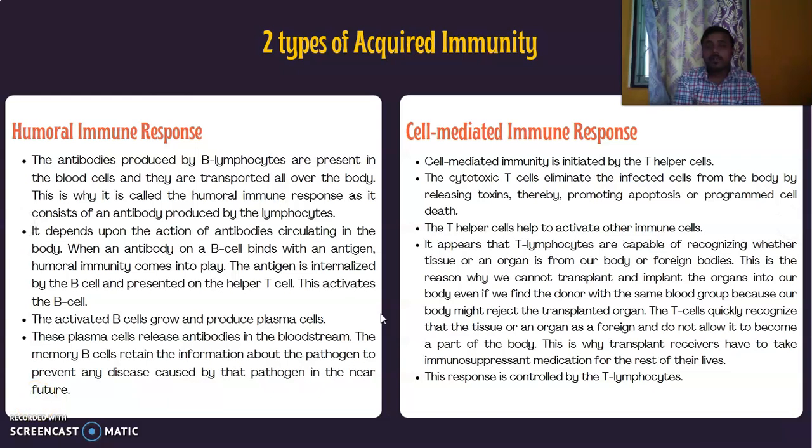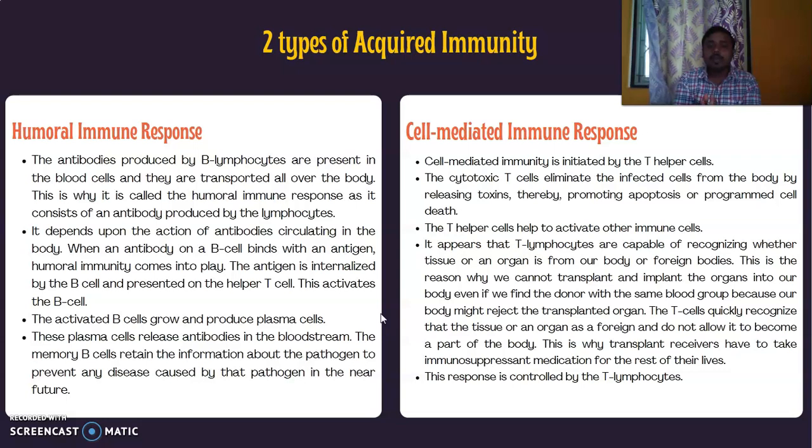Welcome everyone. In our previous video, we have seen the two types of immunity, that is innate immunity and acquired immunity. In this video, we are going to see the subdivisions under the acquired immunity, that is humoral immune response and cell-mediated immune response. So how did these subdivisions come under this acquired immunity? As I already mentioned in the previous video, the acquired immunity or the adaptive immunity is taken care of majorly by two types of cells, that is T cells and B cells.